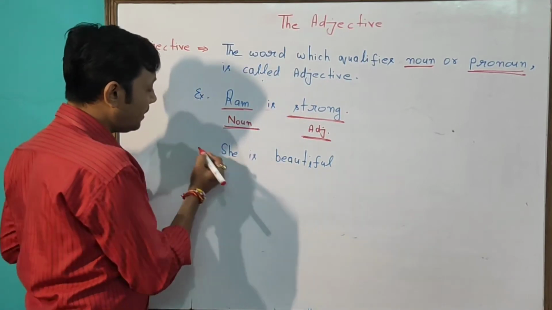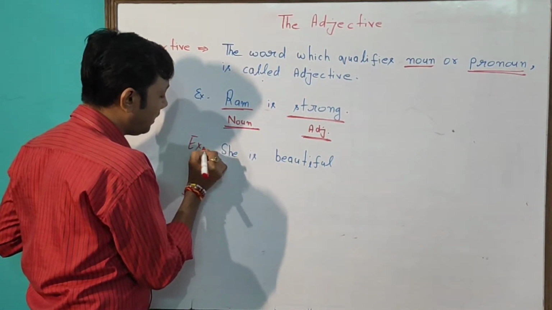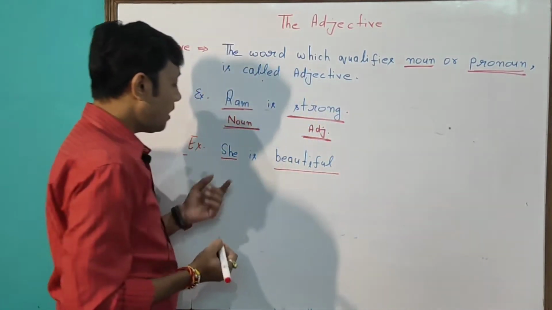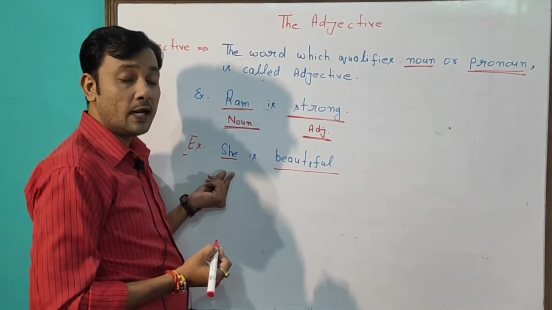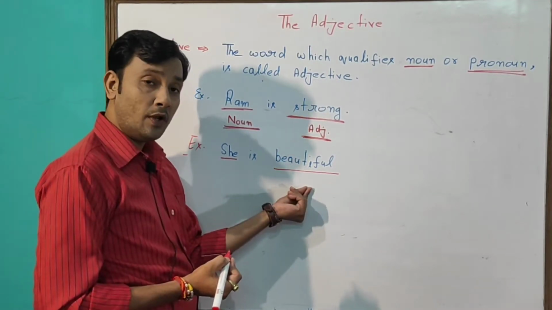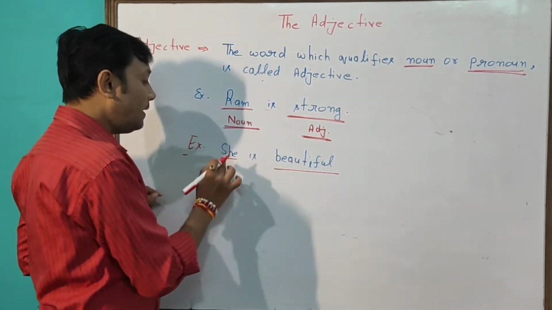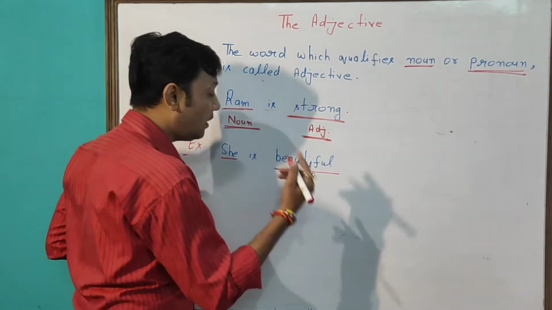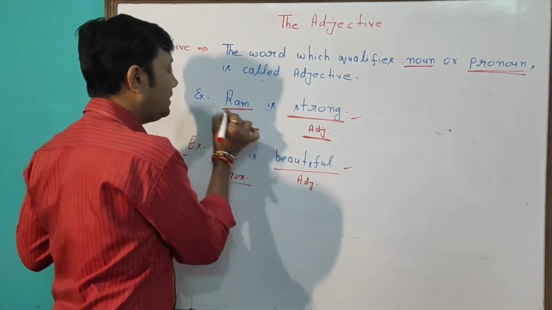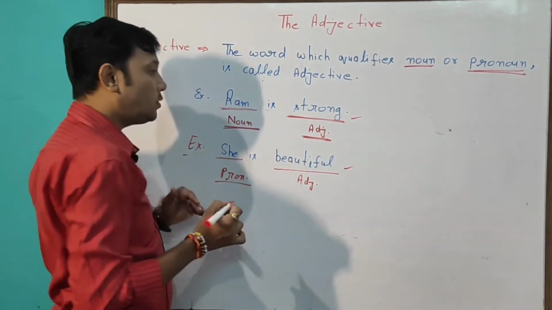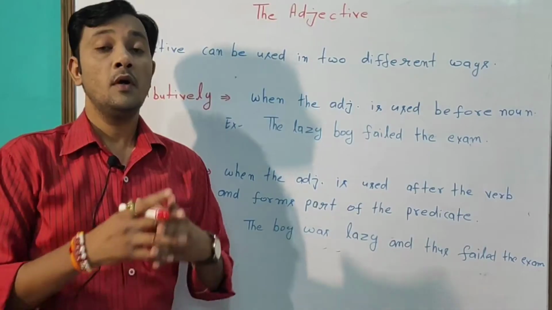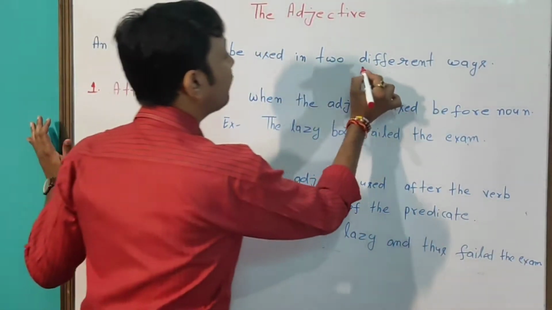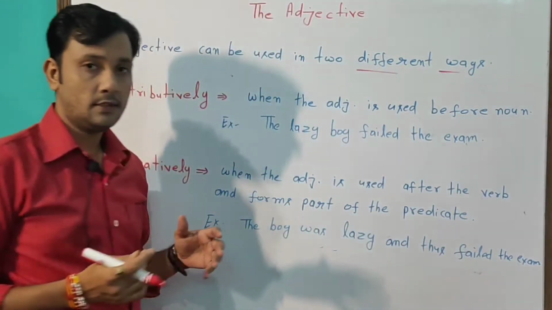For the second example, I use here a pronoun, she. She is a pronoun. She is beautiful. What kind of she is? She is beautiful. So the word beautiful is describing she, means it's qualifying she. She is a beautiful girl. A word which qualifies noun or pronoun is known as adjective. Clear?